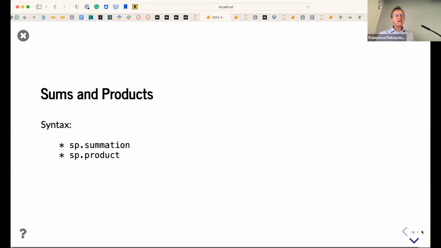Let's start. You probably know it. It's only a matter of showing what you can do. You can do sums and products. And surprise, surprise, the commands are summation and product. So as you see, it's not very difficult to remember these commands.